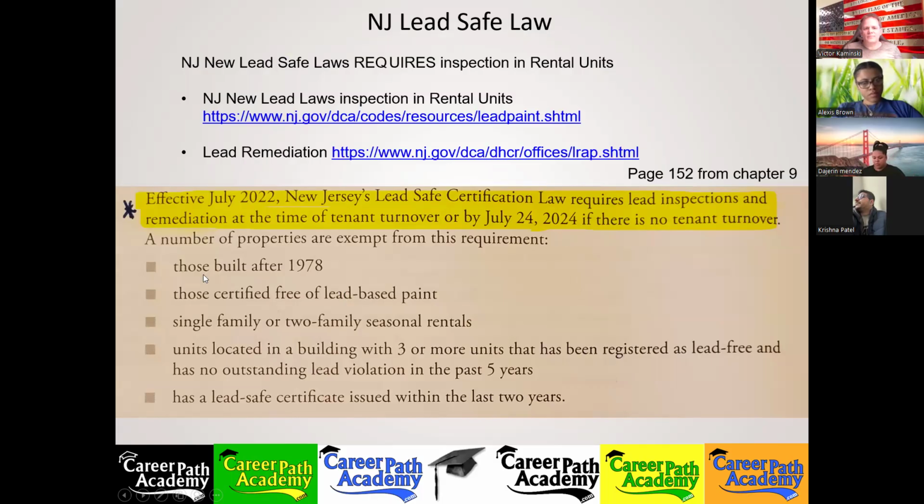The only time that you don't have to have an inspection, according to New Jersey's lead safe law, is for buildings built after 1978, those certified free of lead paint, single and two-family seasonal rentals, units located in buildings with 3 or more units that have been registered as lead-free and have no outstanding lead violations in the last 5 years, and had a lead safe certificate issued within the last 2 years.